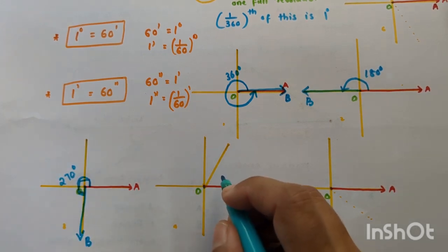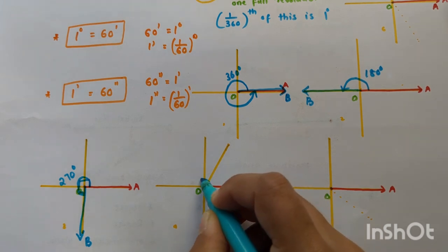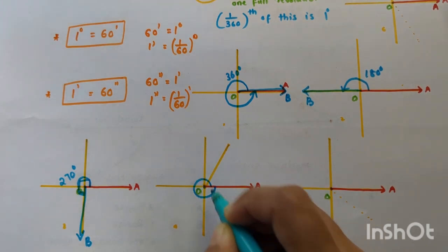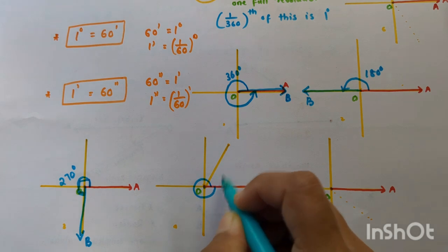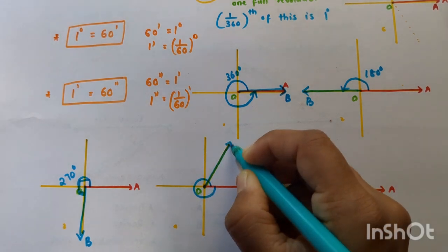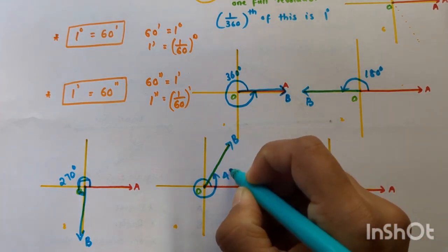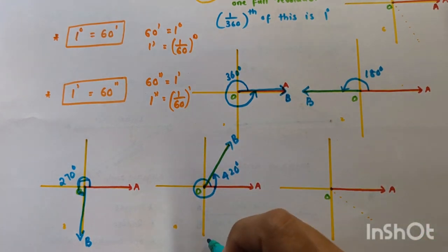Now let us see how to represent 420 degree angle. See, one complete revolution, 360 degree angle, plus 60. So plus 60 means somewhere here. So this will be the terminal side OB. So the angle corresponding to this will be equal to 420 degree.